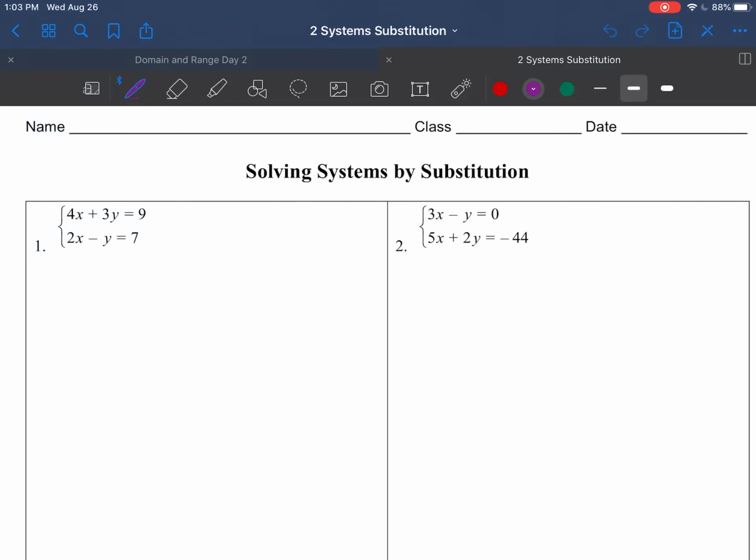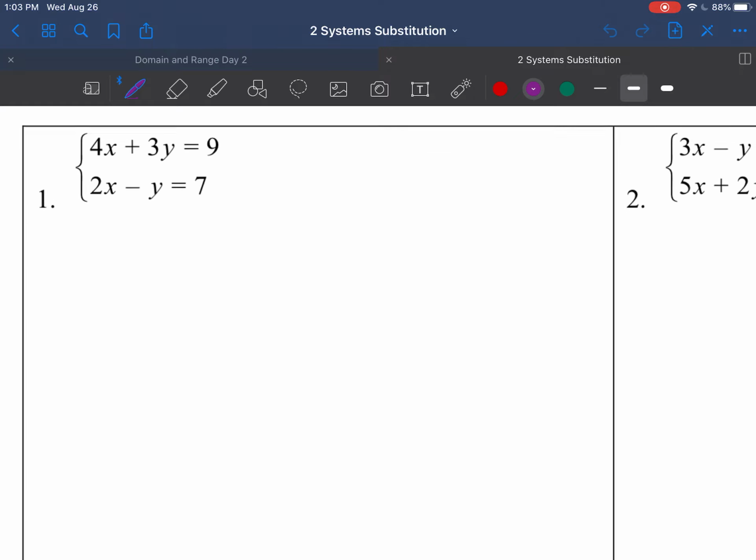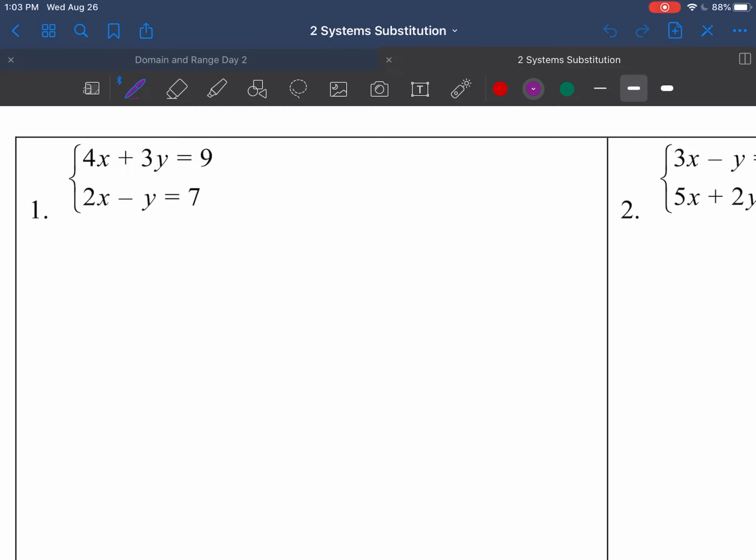All right, so in order to solve a system of equations by substitution, you are substituting one variable out of the system in one equation and replacing it with something else. And so for number one, we need a variable, either x or y, that is already solved for. And in both equation 1 and equation 2, that is not the case.